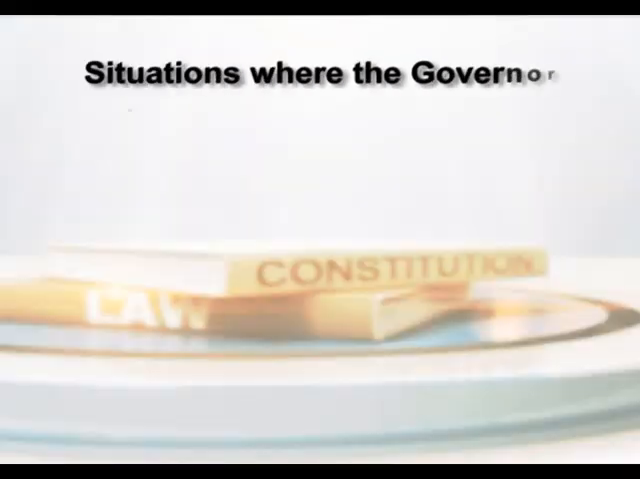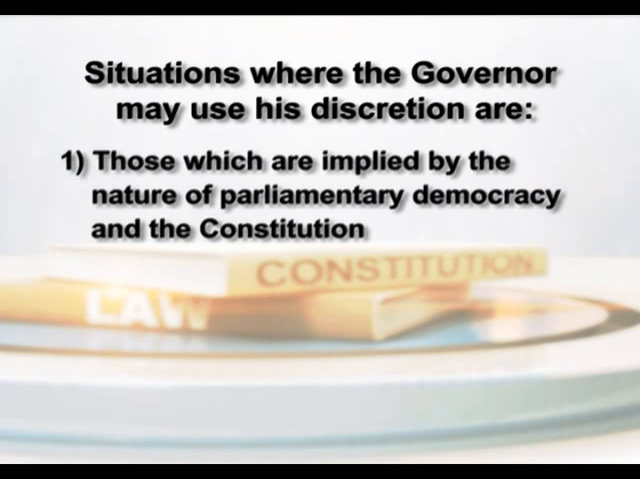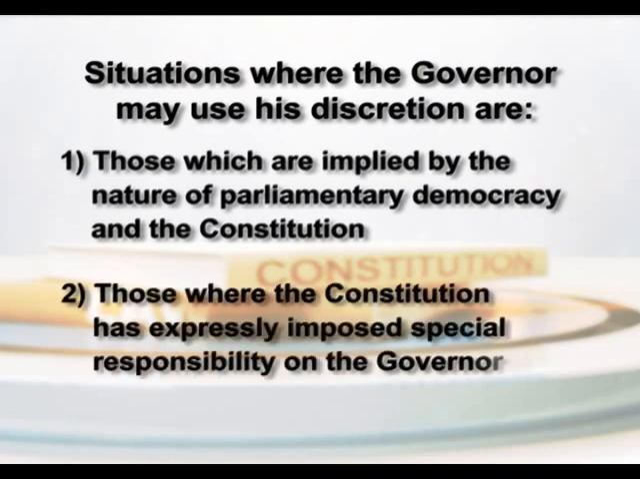There are two types of situation in which the governor is expected to use his power of discretion. Firstly, those which are implied by the nature of parliamentary democracy and the Constitution, and secondly, those where the Constitution has expressly imposed special responsibility on the governor. Now let us see the discretionary powers of the governor as enshrined in our Constitution.